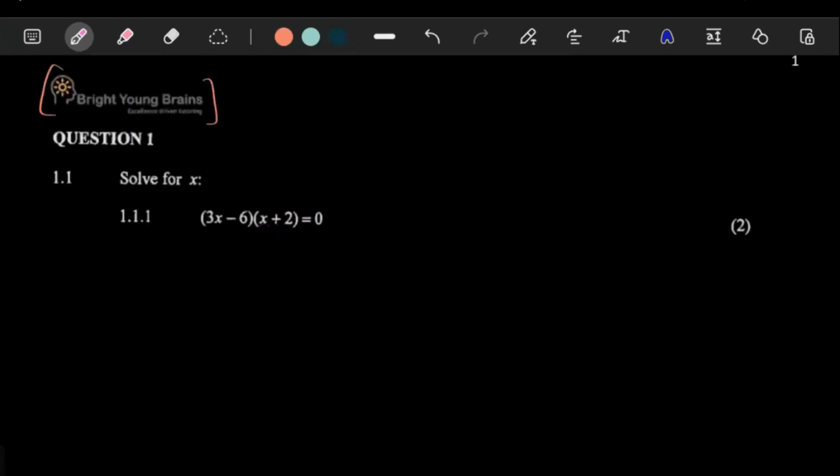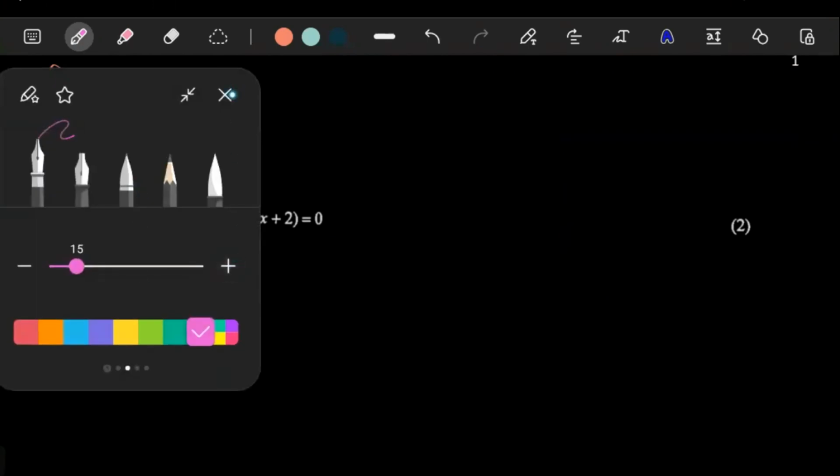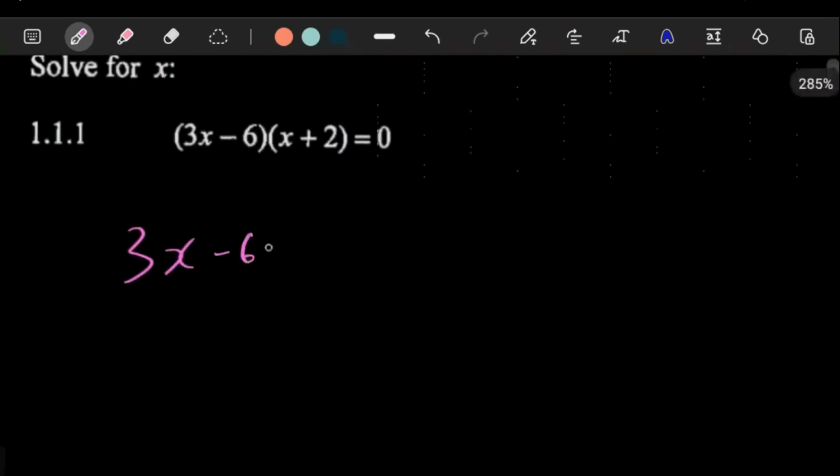Let us begin. It says here we should solve for x. So solving for x, it's really not an issue because it's straightforward and direct. The one thing we can already remember here is that since this is already properly factorized, we're just going to make the first bracket equal to 0. So the first bracket, minus 6 equal to 0.